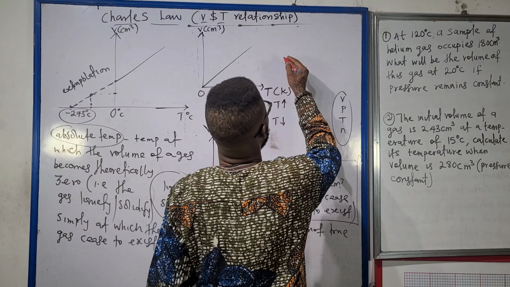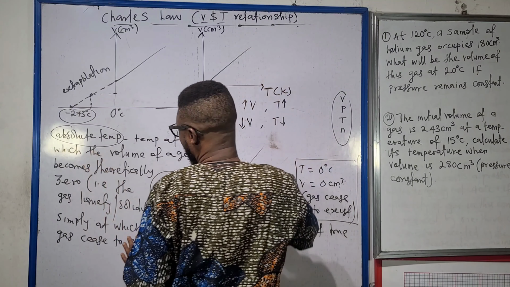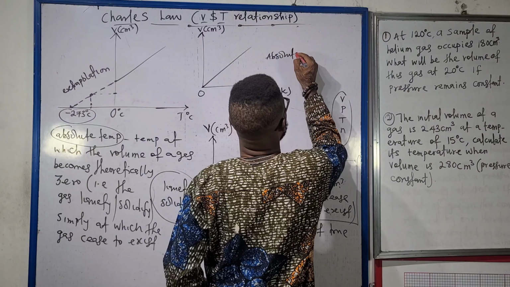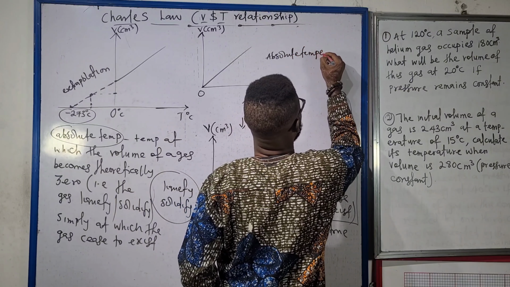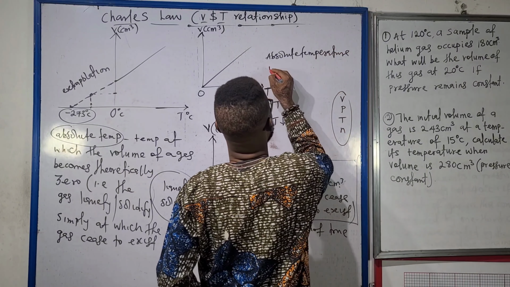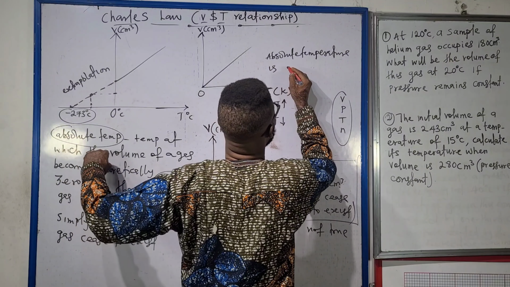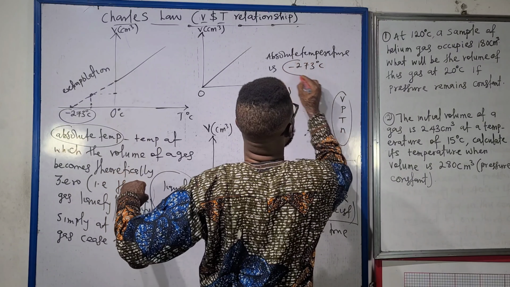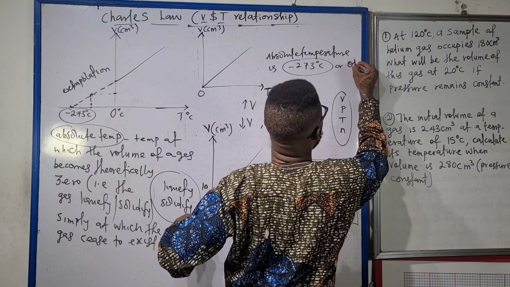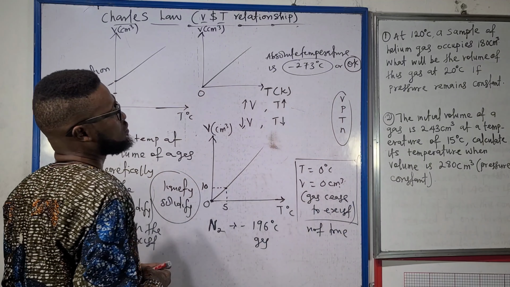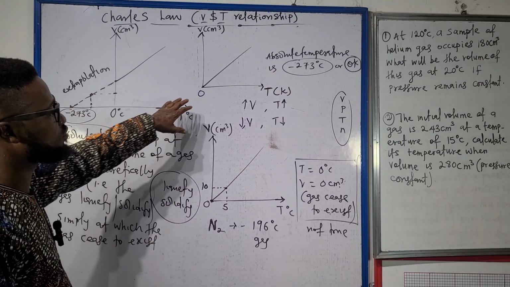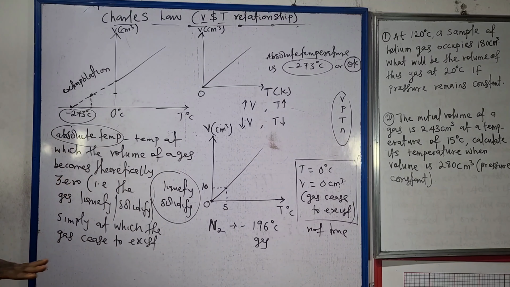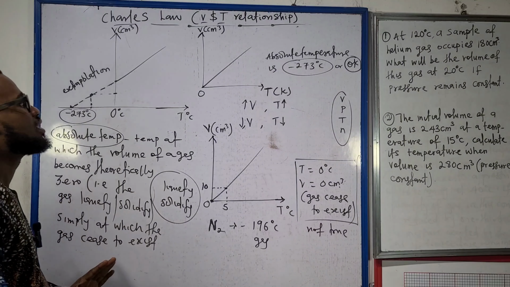That is why we say absolute temperature, or what we call absolute zero. Absolute temperature is given a value of minus 273 degrees Celsius or 0 Kelvin. Minus 273 degrees Celsius or 0 Kelvin. That is our absolute temperature. It is the temperature at which the volume of a gas becomes theoretically zero, or a gas ceases to exist.